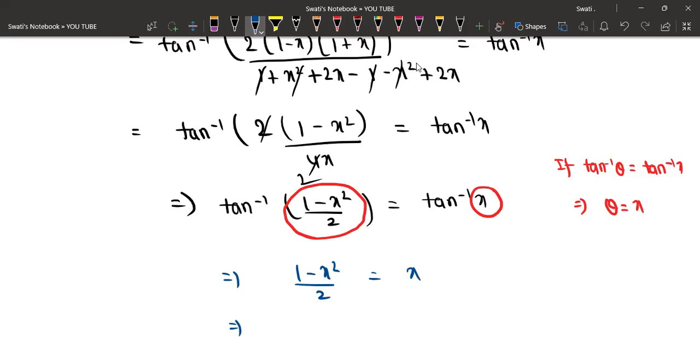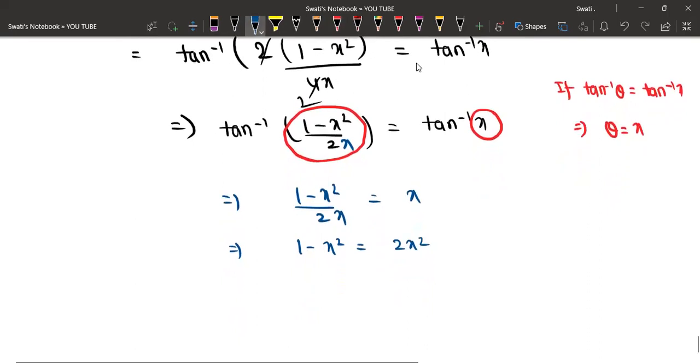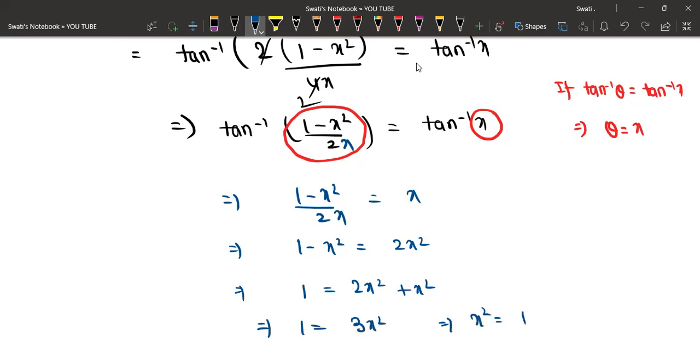And now this will simply become, this is 2x, right? Yeah. And now this will become 1 minus x square. If we do cross multiplication, 2x times x is 2x square. Now this will become 1 minus, so 1 equals 2x square as it is, shifting minus x square to the other side, so plus x square. Now this will become 1 equals 2x square plus x square is 3x square. So from here we are getting x squared equals 1 upon 3. It simply means x equals plus minus 1 upon root 3.